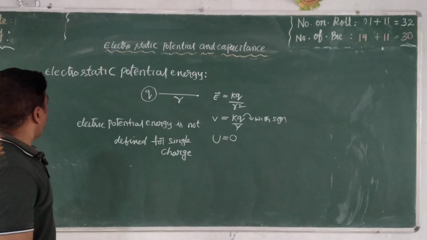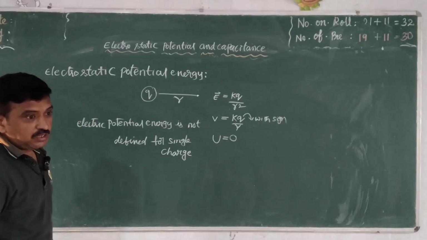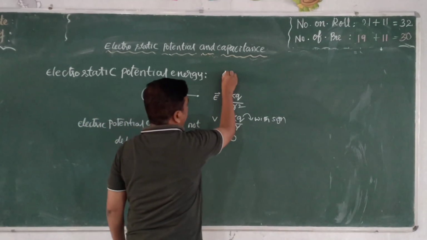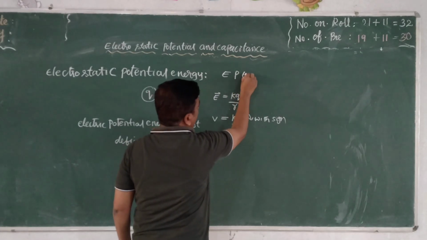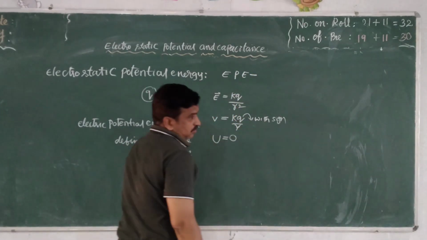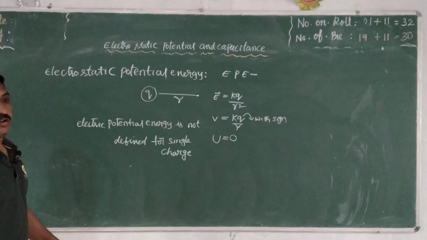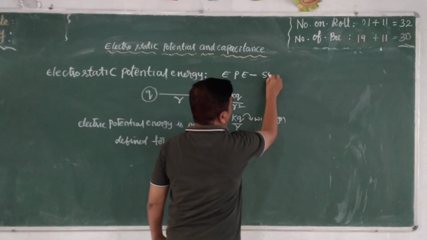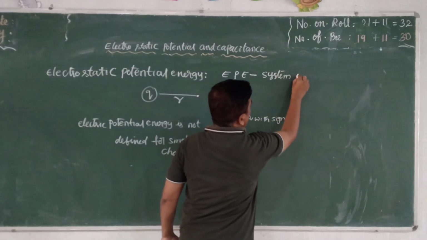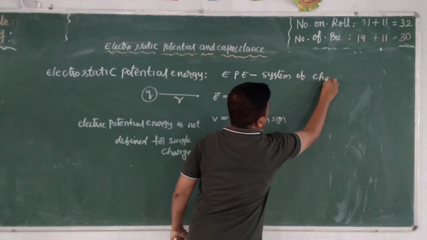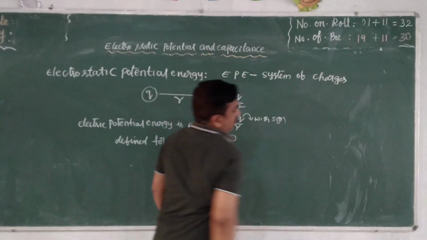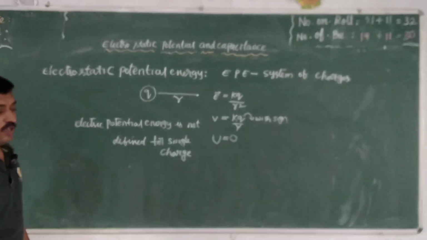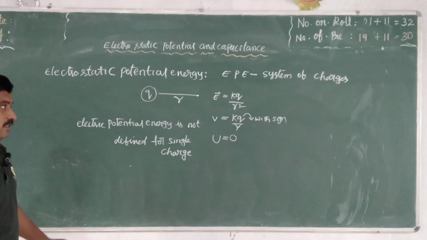How can we define electrostatic potential energy? It requires a system of charges. It is defined for a system of charges. A system of charges means a minimum of two charges or more. So for a single charge we can't define the electrostatic potential energy.